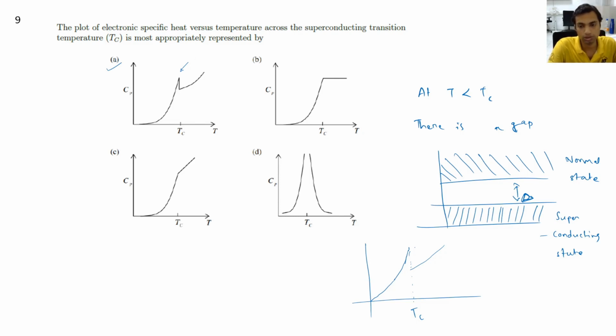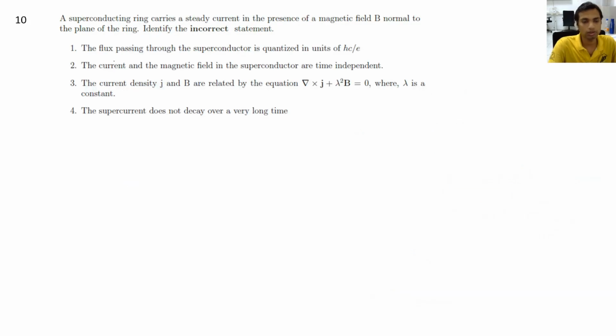Let us come to the next question now. A superconducting ring carries a steady current in the presence of a magnetic field B normal to the plane of the ring. Identify the incorrect statement. The flux passing through the superconductor is quantized in units of Hc by e. So this is again a wrong statement. Why? Because the quantization is in steps of Hc by 2e, and this factor of 2 is important.